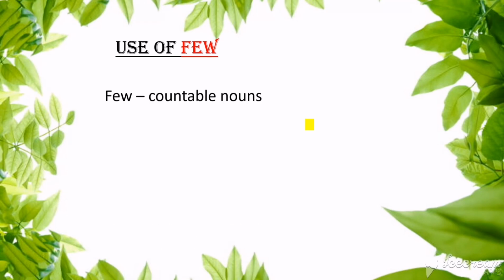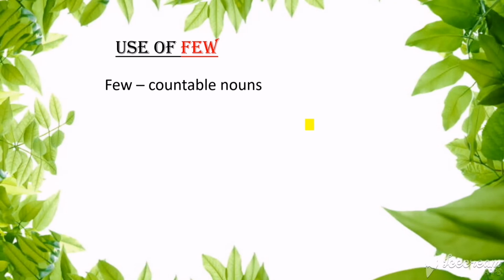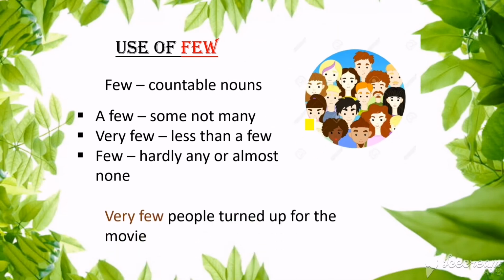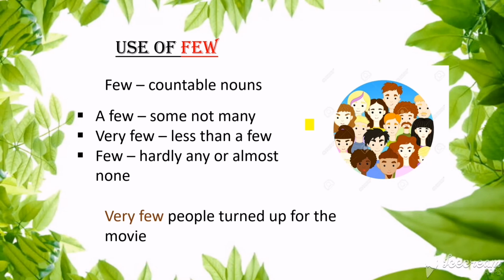Now, use of few. How the word few is used with countable and uncountable nouns. Actually, few is a word used along with countable nouns. Few can be used in three ways: a few, very few, and just few. If a few is used in a sentence, it means some and not many.